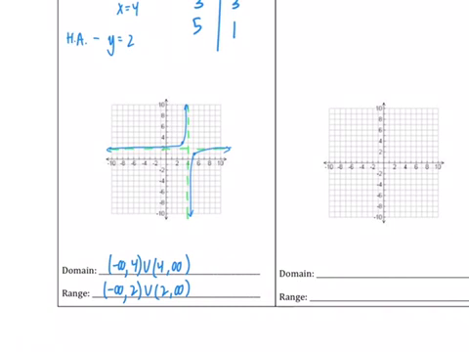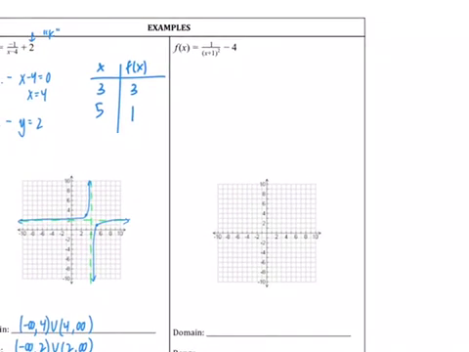Notice that I'm using parentheses instead of the hard brackets. The reason why I'm doing that is because it's not going to be equal to any of those values. Number one, you can't be equal to infinity, and then you can't be equal to the asymptote, so that's why there's a parenthesis there.